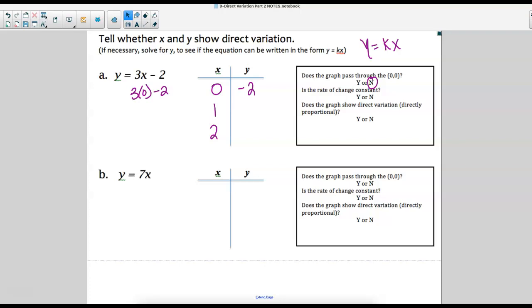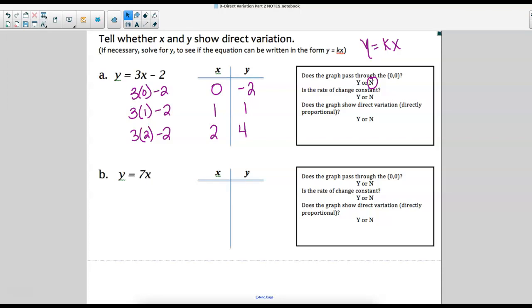Okay, if x is 1, 3 times 1 minus 2. What's 3 times 1 minus 2? 3 times 1 is 3, minus 2 is 1. So we have the point 1, 1. If x is 2, 3 times 2 minus 2. That's 6. 6 minus 2 is 4.